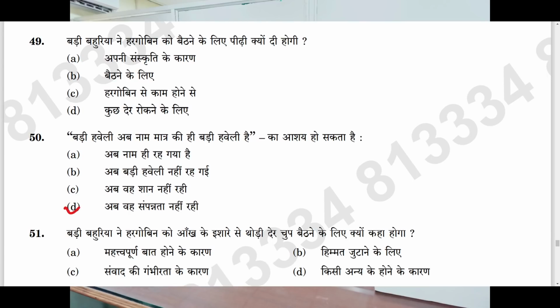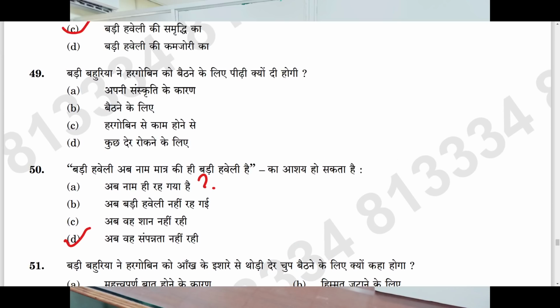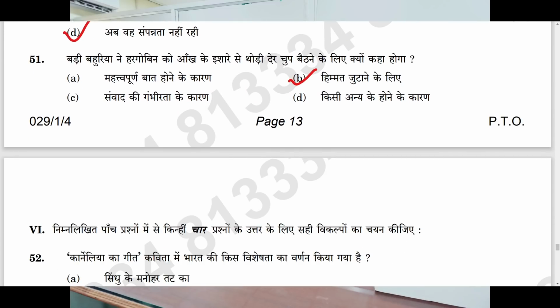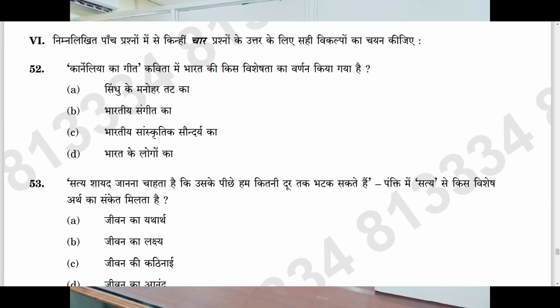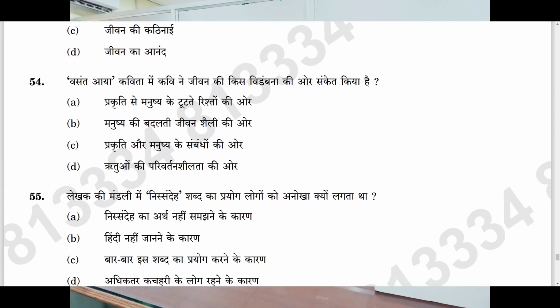49 D, but here also some subject experts are telling A, so you can check. Okay, just one minute, I am telling 49. So 49 is D, but some subject experts are telling A. 50 it is D. 51 B. 52 C. 53 A. 54 A.